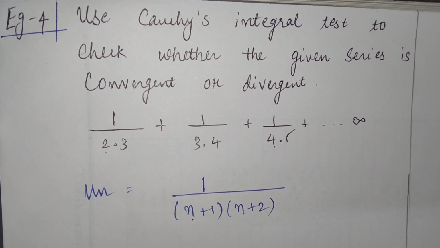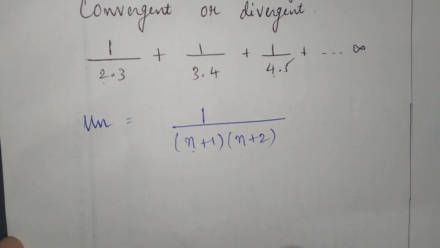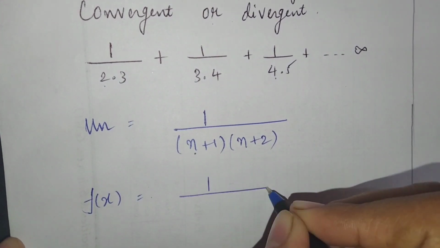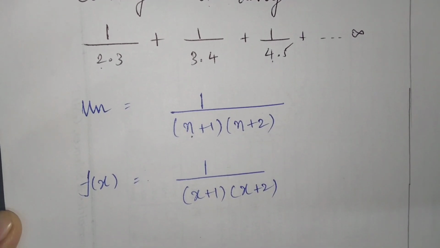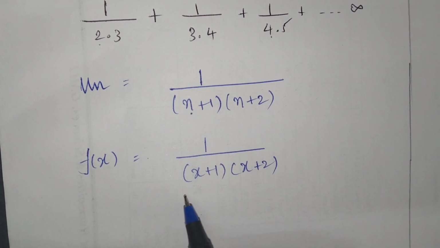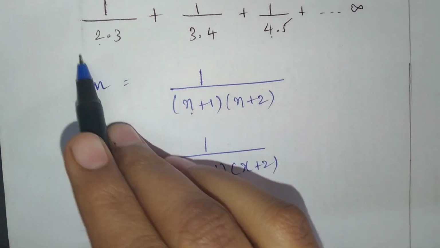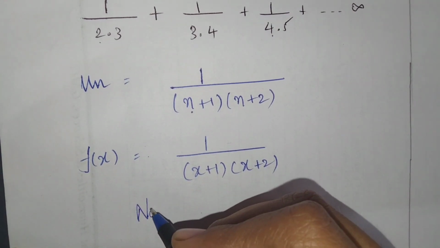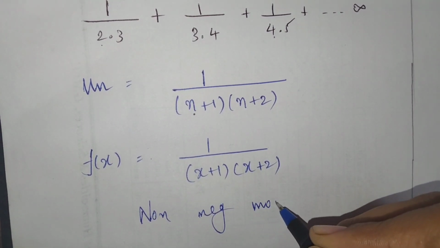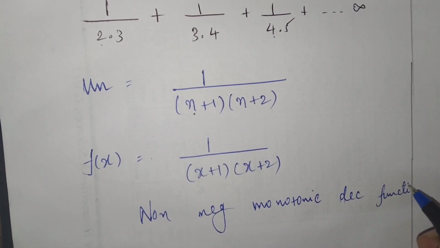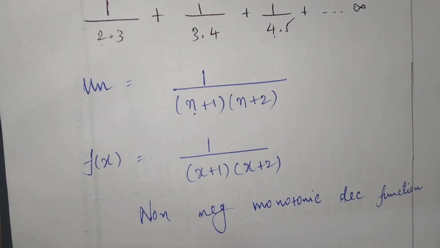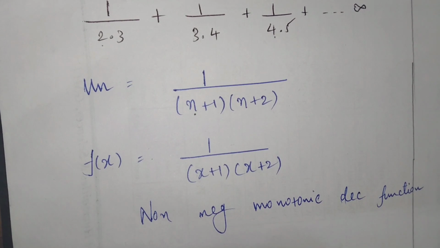Now as it is Cauchy's integral test, we have to find f of x. So f of x will be 1 by x plus 1 into x plus 2. And if you put the values, you can check here also that it is a non-negative, monotonic decreasing function. So now we take the integral from 1 to n of 1 by x plus 1 into x plus 2.